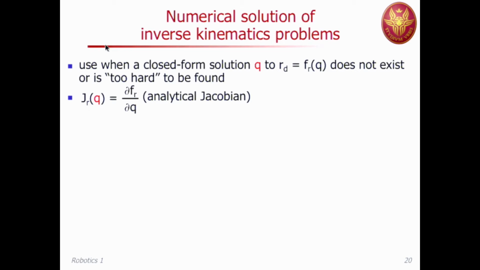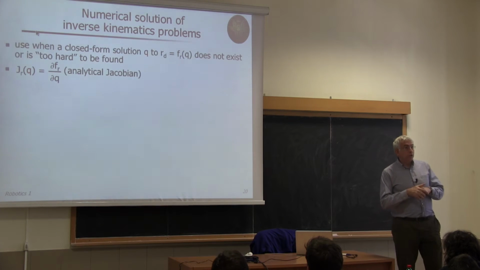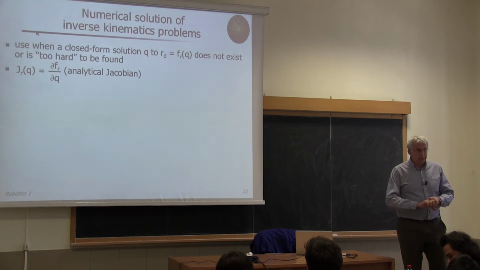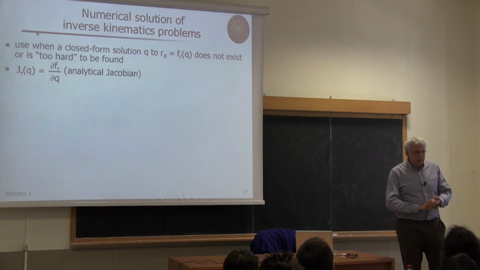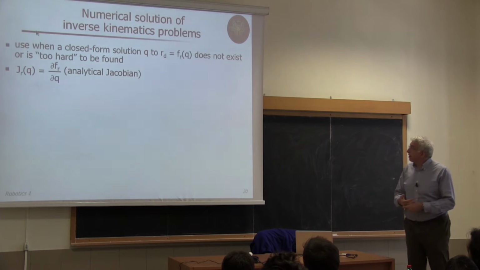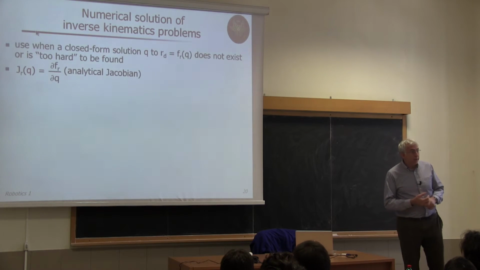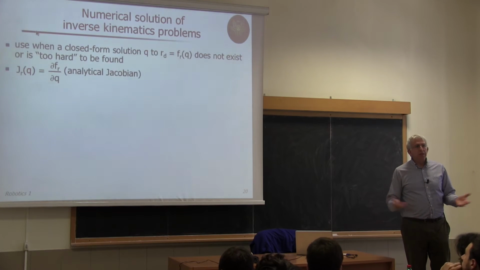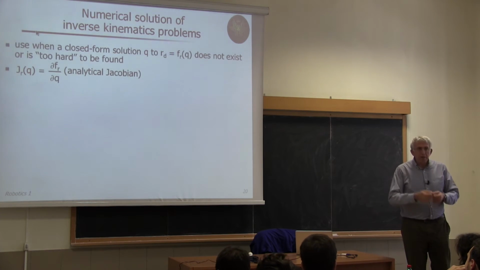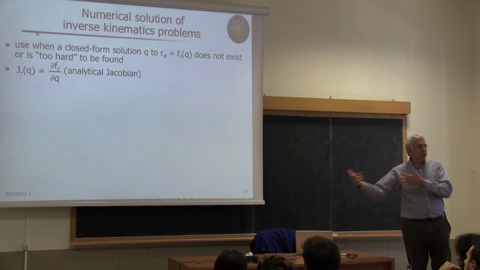So, when do we resort to a numerical approach? There are different cases, either when we are sure that a closed form solution to our problem does not exist, and we are sure every time the number of generalized coordinates is larger than the number of task variables. So when n is larger than m, in that case we know that the standard situation is that we have an infinite number of solutions, so we cannot write them in terms of a function of the data.